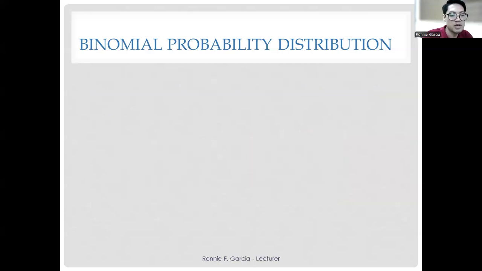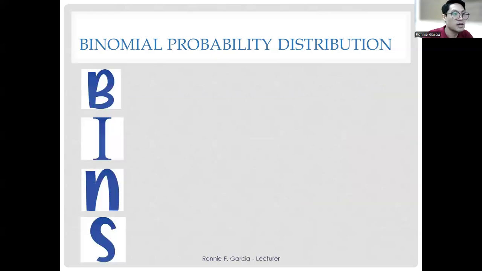For an experiment to be categorized as binomial distribution, it must satisfy the acronym BINS. B stands for binary outcomes. There are only two outcomes. One, if the event occurs, that is a success, and another one is if it does not occur, that is failure.